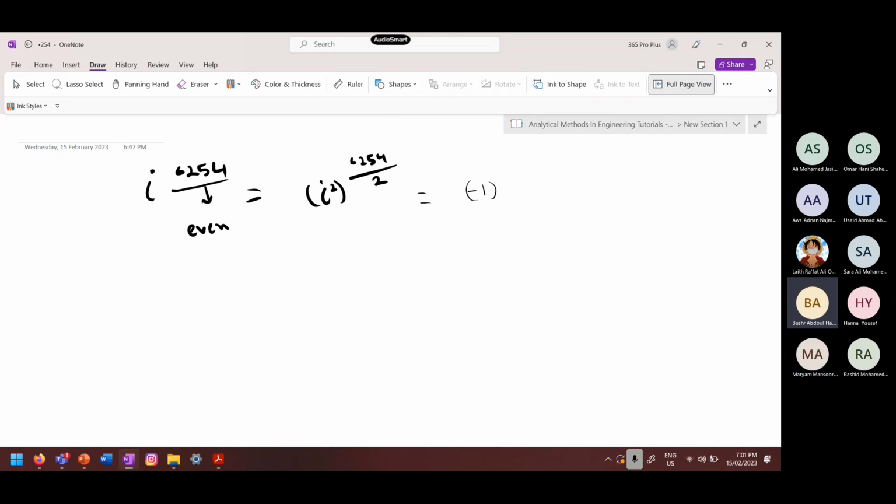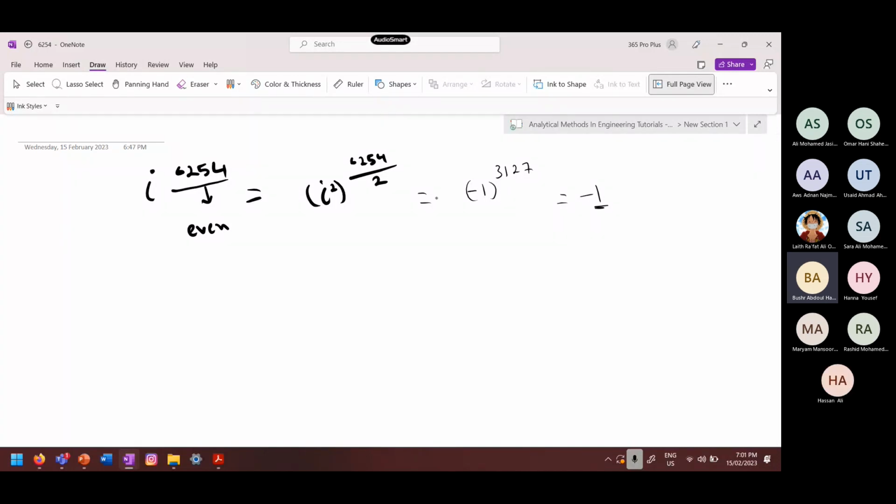someone just please turn off your mic, please. 3,127, right? Now, by looking at this number, is it even or odd? Just look. Odd. It's an odd number. Then the answer is -1. Okay. This is how you solve i to a power.